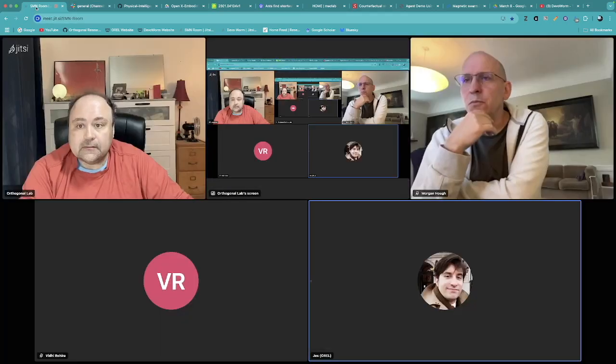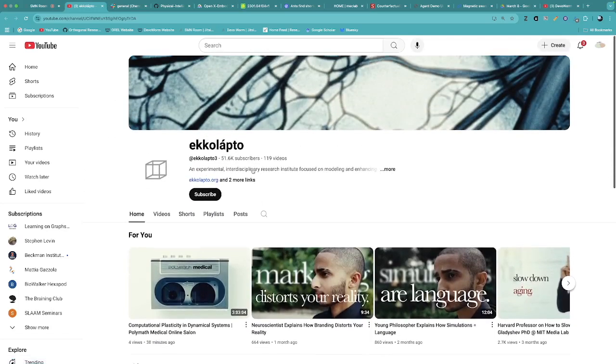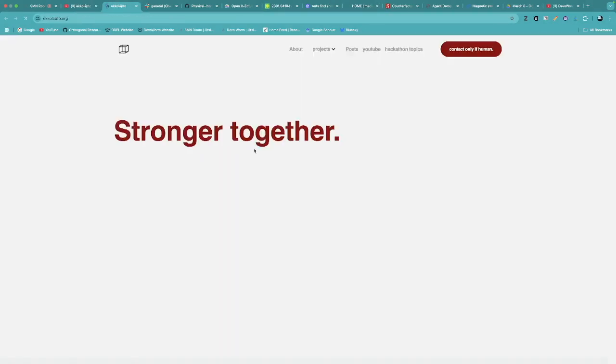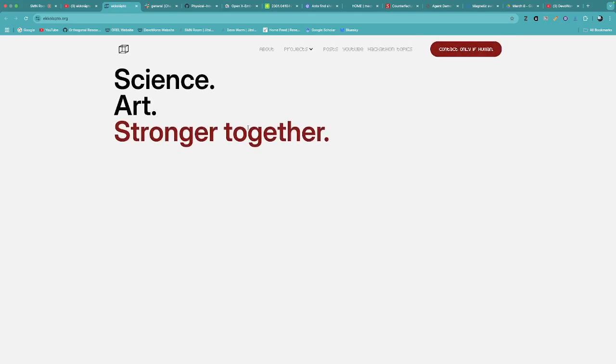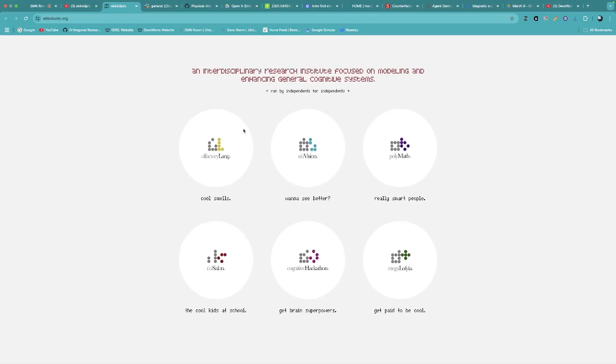Yeah, ekkolapto. So this is ekkolapto, an experimental interdisciplinary research group focused on modeling and enhancing general cognitive systems. Their website is here. Science, art, stronger together, and they have cool smells, really smart people. They have these different groups: a cognitive hackathon, a new salon, which I guess is where they do the talks, new vision, polymath. This is really interesting stuff.